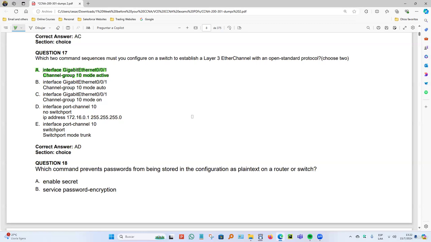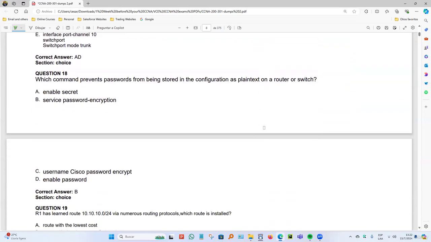Let's do the other one. Let's see. The other one is, in fact, Ether channel is D. Interface port channel 10, no switchport, and then the IP address. That's the way that we do it. We did a lab similar to this one, but it wasn't the exact same scenario. We configured some inter-channel configuration on VLANs, one of our previous labs. Let's continue with the next question.